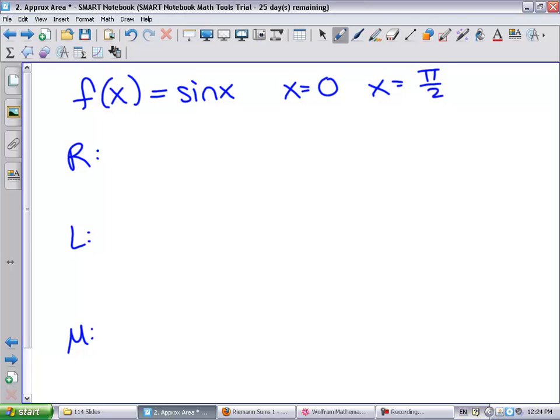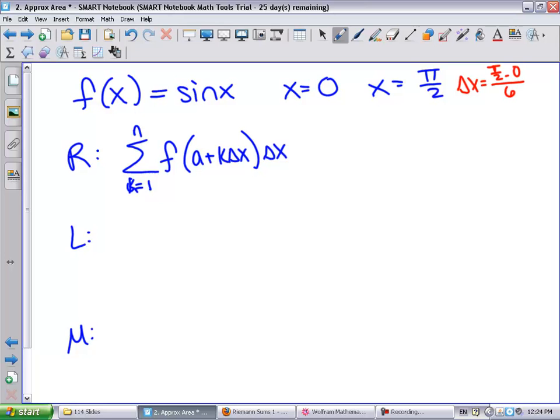So the right Riemann sum is going to be the sum, k goes from 1 to n, of f of a plus k delta x times delta x. Now it doesn't matter which of these sums we're doing, delta x is always the same. So we can find it. Delta x, we already found it for this one, right? It was pi over 2 minus 0 over 6, because we're using 6 rectangles. So that was pi over 12.